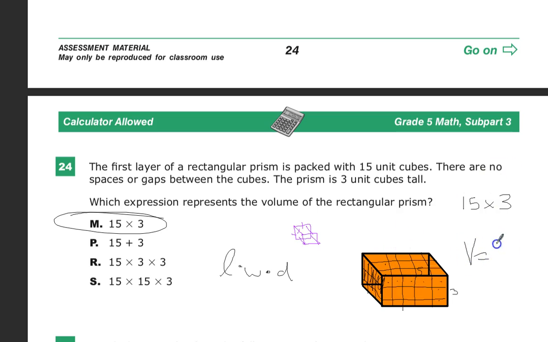Volume is big baby base, or the area of the base. We used to call it big baby base when I was teaching in high school, times height. So big baby base would be the 15 units that you're already given. And it's 5 times 3 in this case. It could be any version of it. And then times the height of 3. So the height is how far it is between the two base shapes. So there you go. 24.